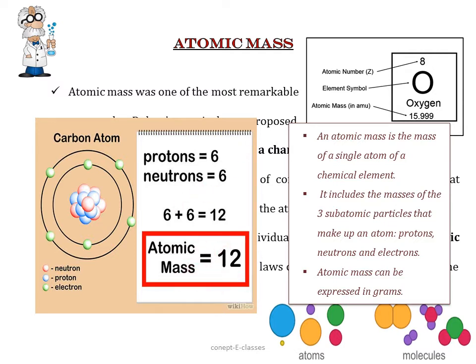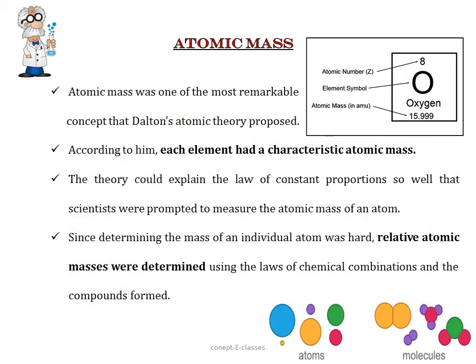Here usually we don't take the mass of an electron to calculate the atomic mass because the electrons are very small. Hence the mass of these electrons is usually neglected. Now atomic mass can be expressed in grams as well. Dalton's theory explained the law of constant proportion so well that scientists were very interested to measure the atomic mass of an atom. But to determine the mass of an individual atom was very hard because atoms are very small.